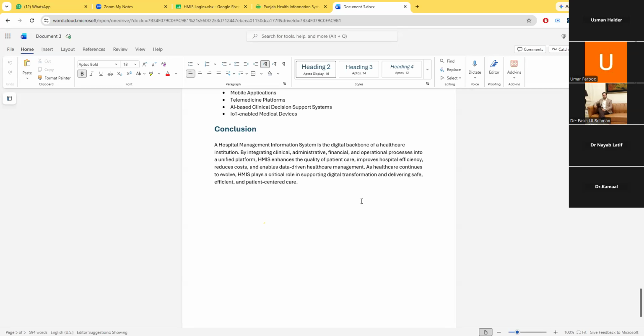If you guys have any question, please let me know. Otherwise, we will move forward to the practical demonstration of the system which is implemented in the Punjab hospitals. So the admin, can you please allow the participants? If they have any question, they can ask.